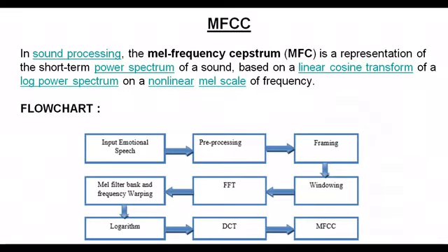MFCC, that is, Mel Frequency Cepstral Coefficients, is a function that mimics the human ear. In sound processing, it is a representation of the power spectrum of sound. MFCCs of an audio clip are obtained as shown in the flowchart. The analog time domain speech is converted into a frequency domain digital signal after performing processes like FFT, that is the fast Fourier transform, and DCT, that is the discrete cosine transform. These processes are done to obtain the Mel frequency coefficients.